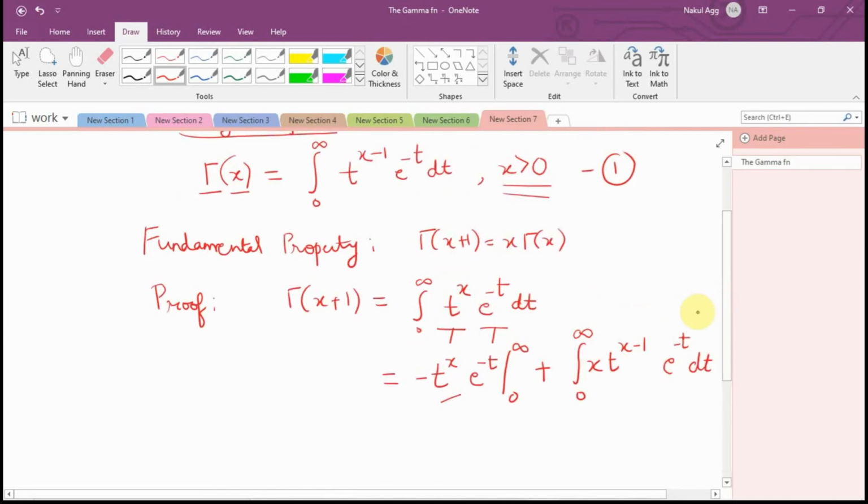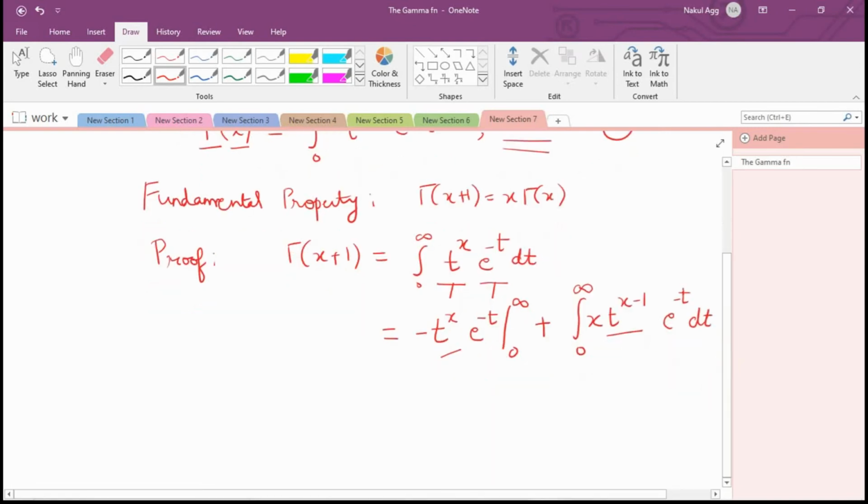Why is the derivative written like this? The derivative of t raised to power x is x into t raised to power x minus 1. Since x is a constant, it can come out and one can write this as minus t raised to power x e raised to power minus t from 0 to infinity, plus x times the integral from 0 to infinity of t raised to power x minus 1 e raised to power minus t dt.